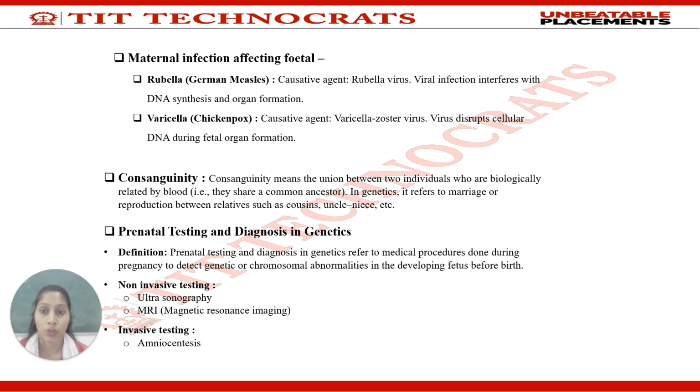The next topic is consanguinity. Consanguinity means the union between two individuals who are biologically related by blood. They share a common ancestor. In genetics, it refers to marriage or reproduction between relatives such as cousins, uncle and niece.